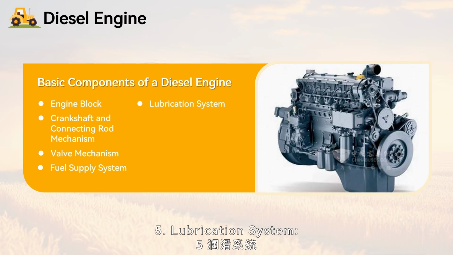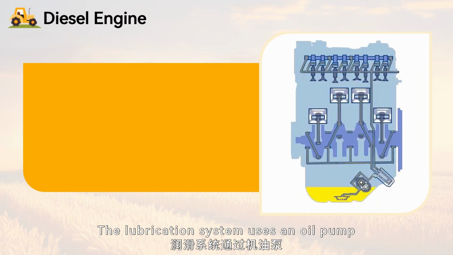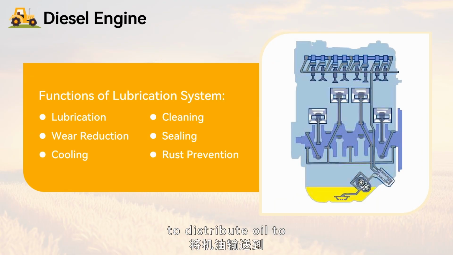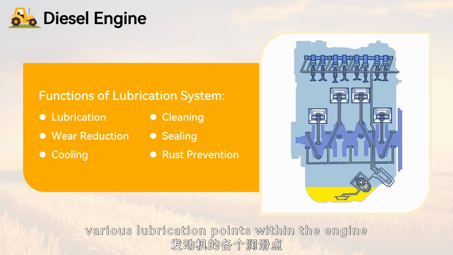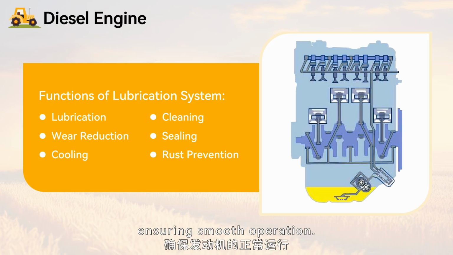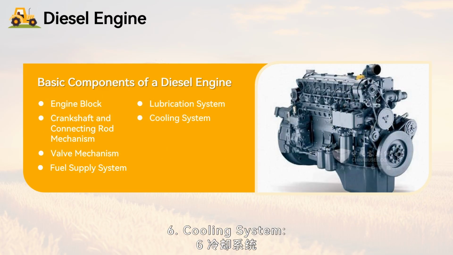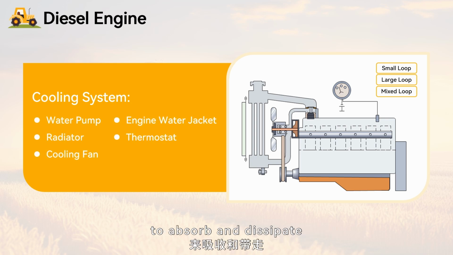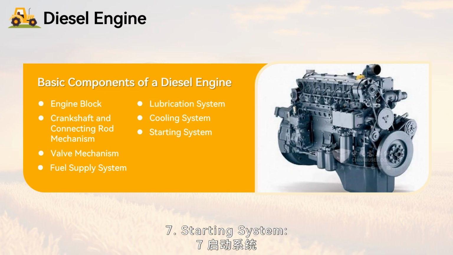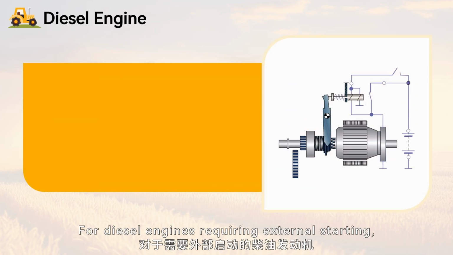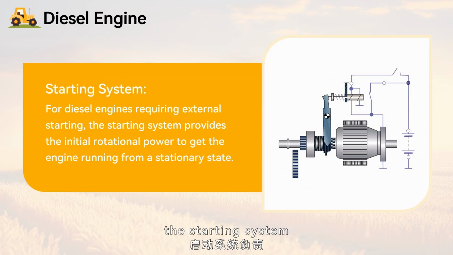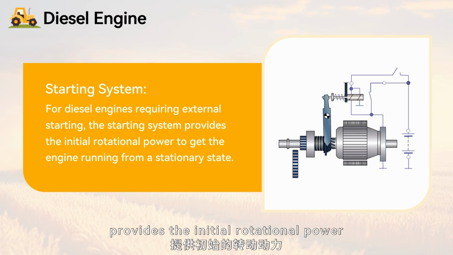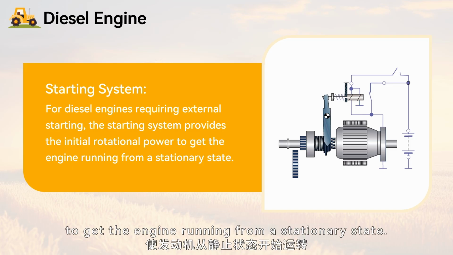5. Lubrication system. The lubrication system uses an oil pump to distribute oil to various lubrication points within the engine to reduce friction and wear, ensuring smooth operation. 6. Cooling system. This system uses circulating coolant to absorb and dissipate the heat generated by the engine, preventing overheating. 7. Starting system. For diesel engines requiring external starting, the starting system provides the initial rotational power to get the engine running from a stationary state.